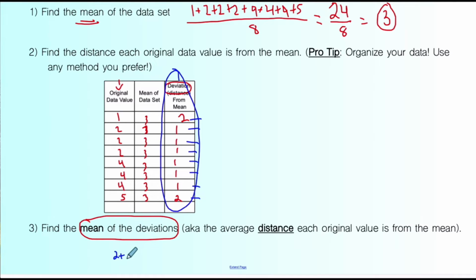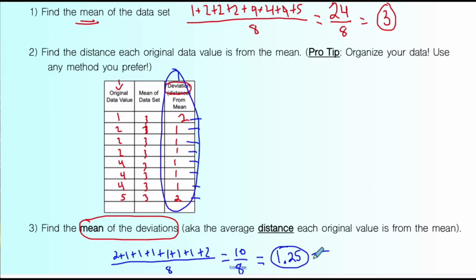2 plus 1 plus 1 plus 1 plus 1 plus 1. Do I have enough? Plus 1 plus 2. I think that's all 8 values, and we're going to divide by 8. 2 plus 1 plus 1 plus 1 plus 1 plus 1 plus 2 is equal to 10. And when you divide 10 by 8, you get 1 1/4, 1.25. So we're done. We have found the MAD.